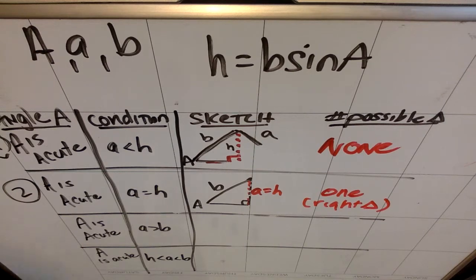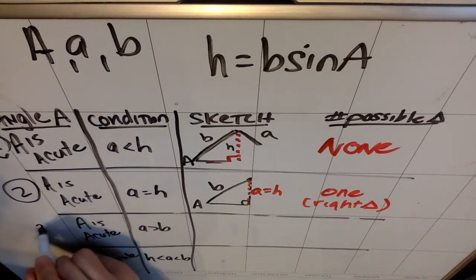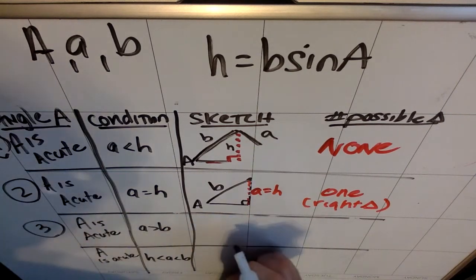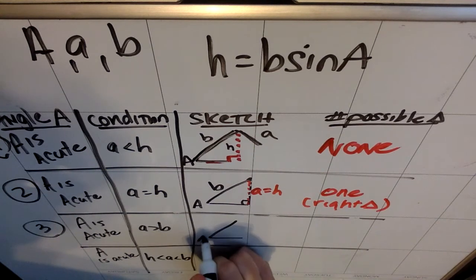The third option we have is that A is acute, right? So that same angle A that we've been drawing, so I'm going to draw the same exact A because I'm lazy and I'm just going to keep drawing it.